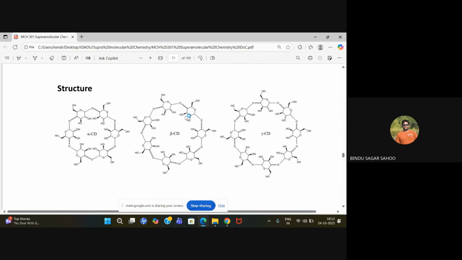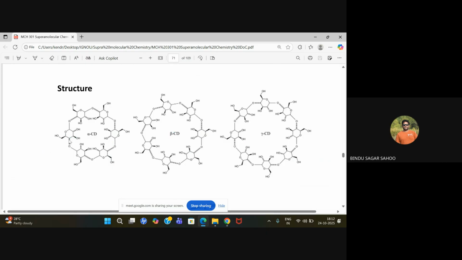And this is beta cyclodextrin. Here you can count the monomer units: 1, 2, 3, 4, 5, 6, 7. 7 glucose units are interconnected with each other. And in gamma also, 8 glucose units are interconnected to each other to form a macrocyclic ring like that. So from alpha to gamma, we can say the monomer units also increase.